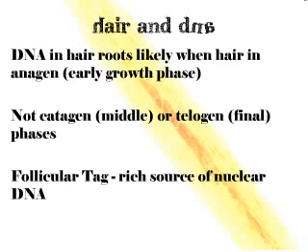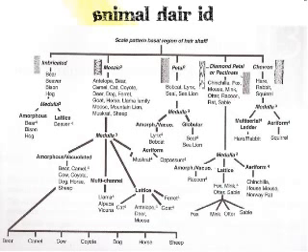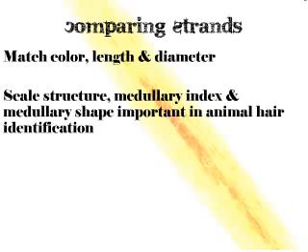Hair continues to grow, but at a decreasing rate during the catagen phase. Once hair growth ends, the telogen phase begins and the hair is pushed out of the follicle, causing the hair to naturally shed. Most often, the prime purpose for examining hair evidence in a crime laboratory is to establish whether the hair is human or animal in origin. A careful microscopic examination of hair reveals morphological features that can distinguish human hair from animal hair. Scale structure, medullary index, and medullary shape are particularly important in hair identification.